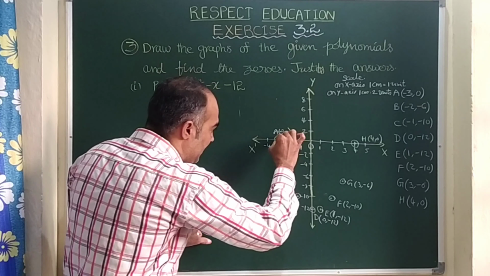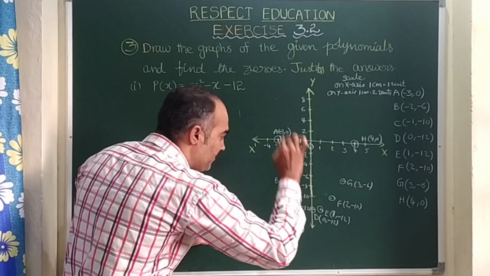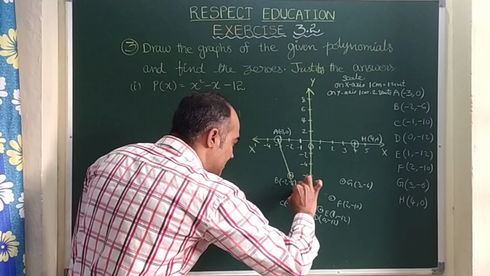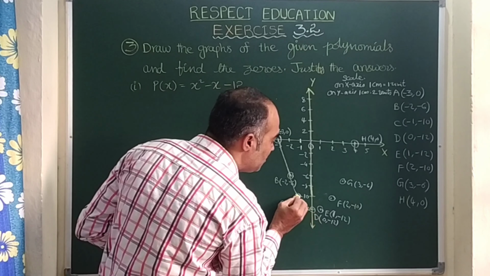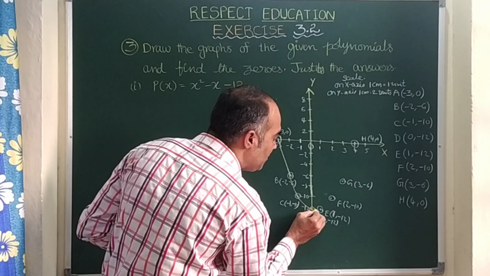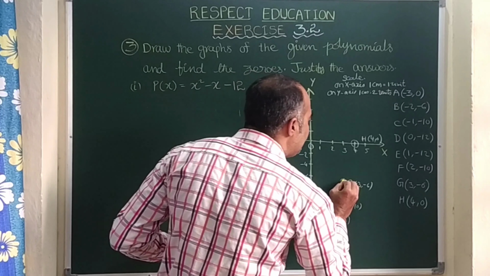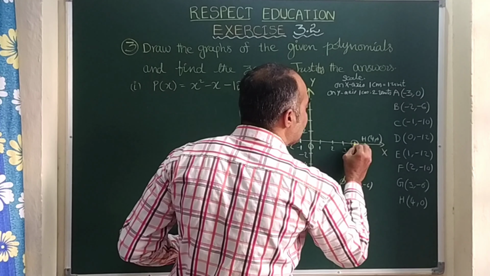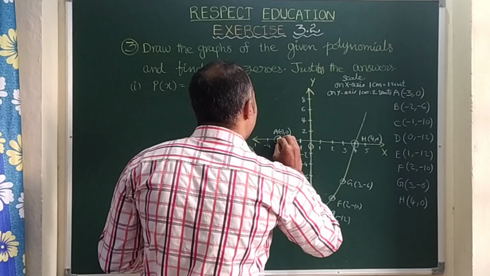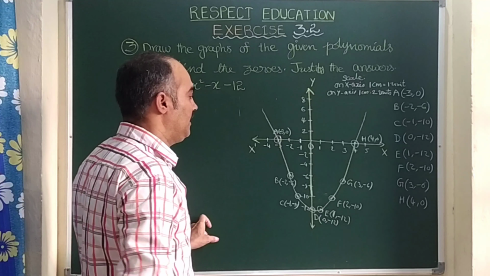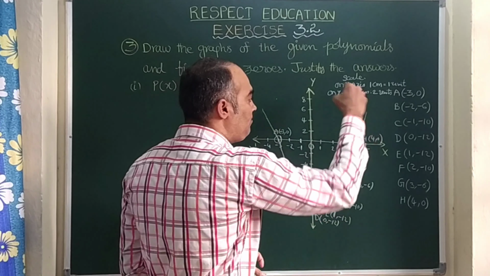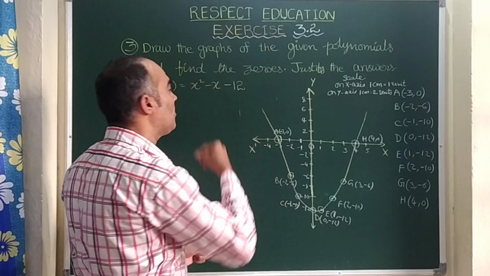See here, A to B, right, B to C, C to D, D to E, E to F, F to G, again G to H. Let us extend a little bit this side and also this side. This is the graph for the given polynomial.